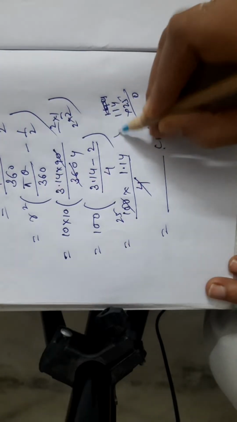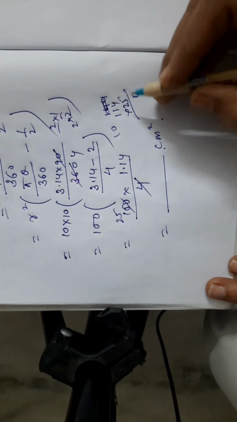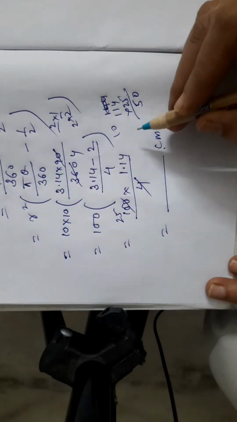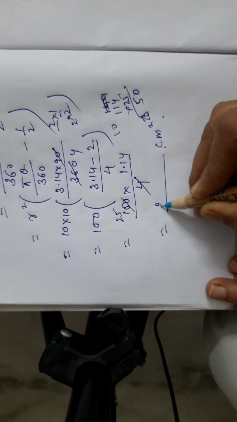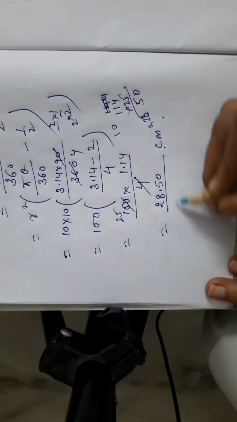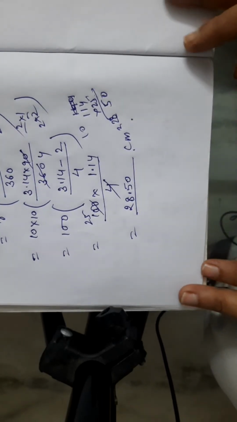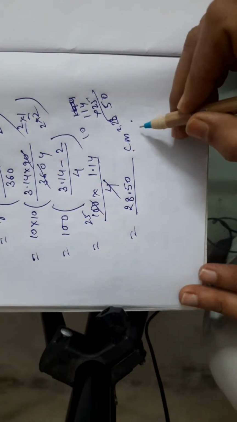25 4s are 100, 10 carry. 25 ones are 25, plus 10, 35. 5, 3 carry. 25 ones are 25 plus 3, 28. So the final answer is 28.50. So we got 28.50 centimeter square.